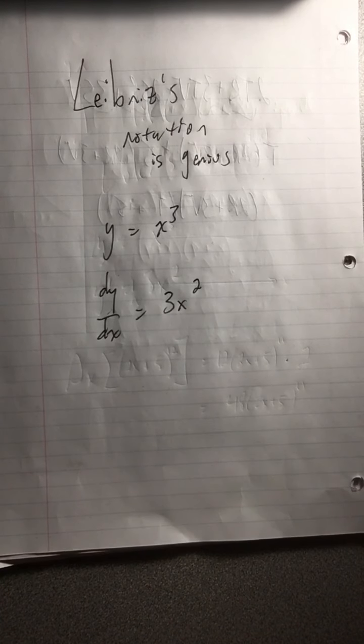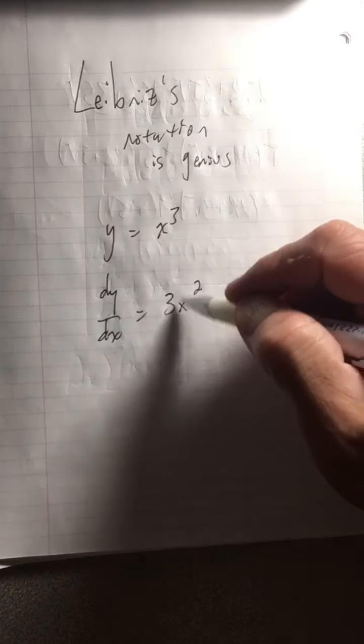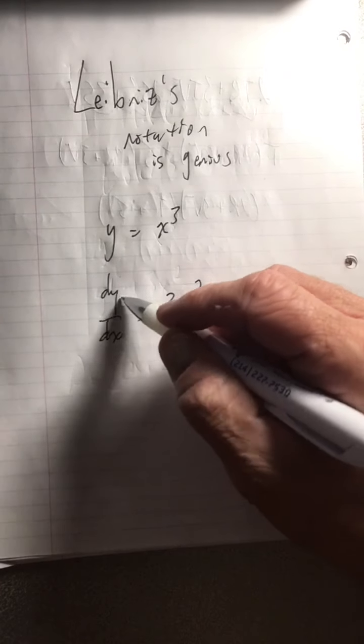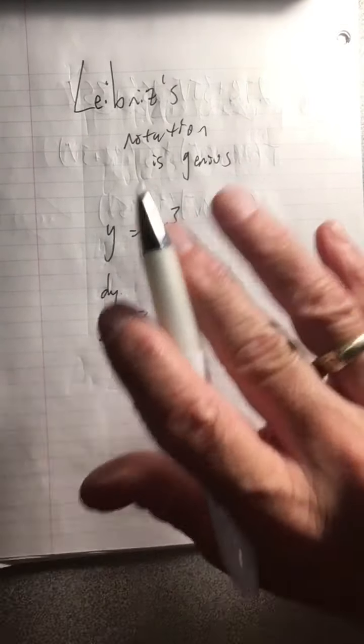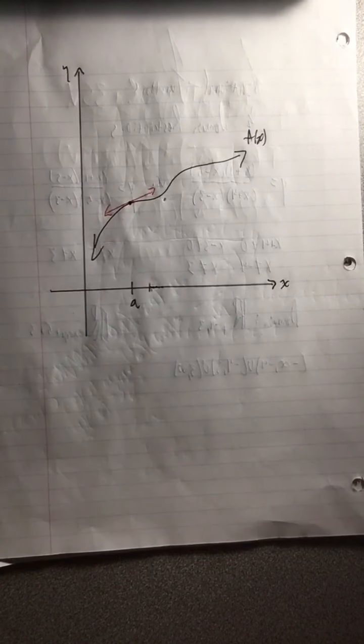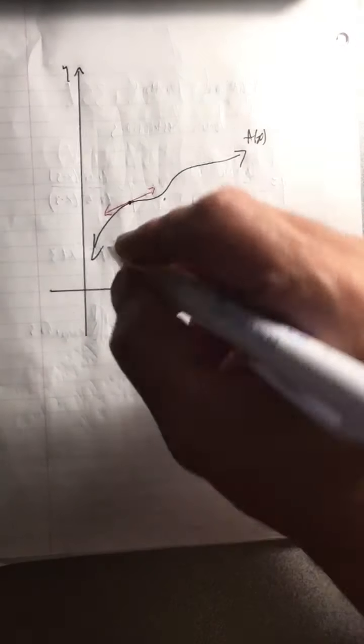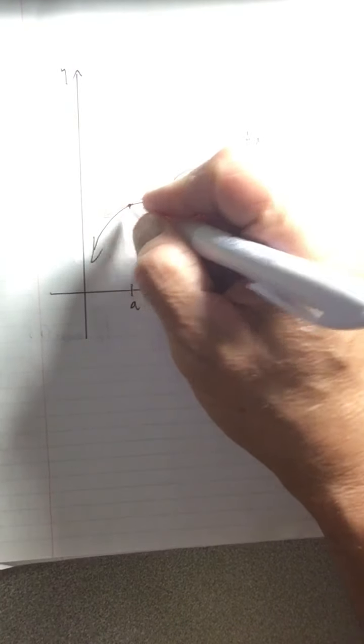It is genius. So the Leibniz notation, instead of using y prime, we like here I did the power of 3x squared, but we did dy dx, and this has actually got a lot of genius to it, and I'm going to try to explain why. So let's look at a curve of some function f of x. And let's think about the tangent line at A.